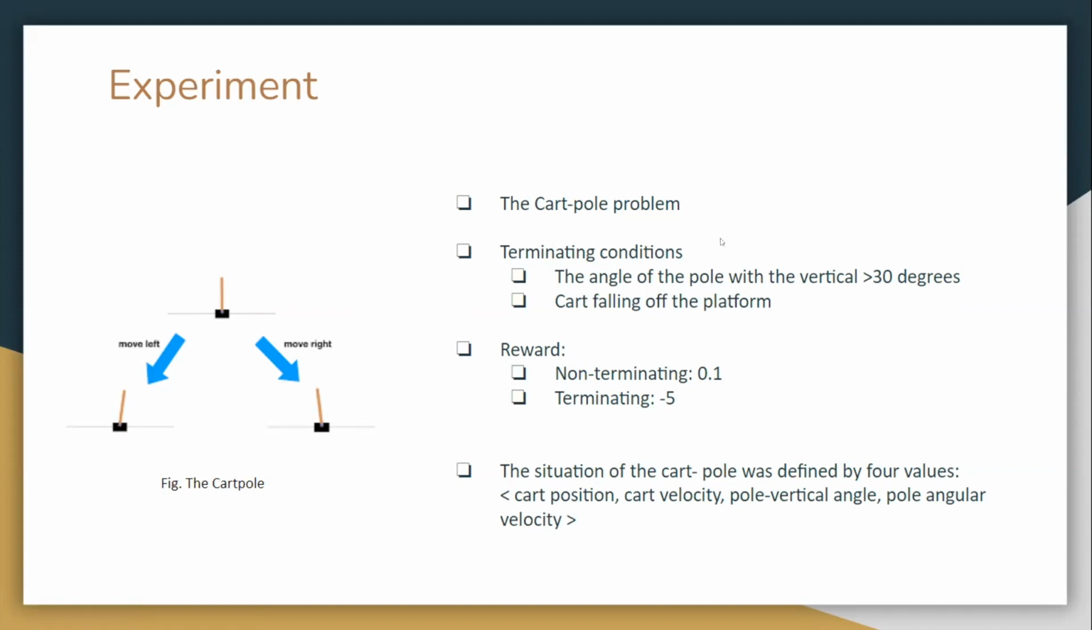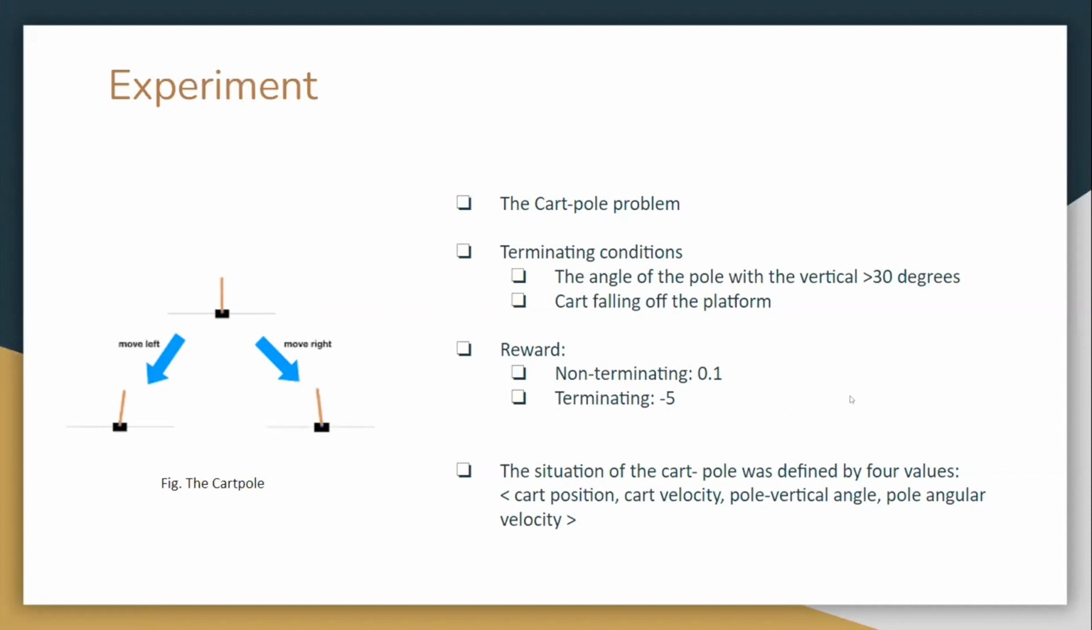The terminating conditions were that if the angle of the pole with the vertical becomes greater than 30°, the episode would finish, or if the cart exceeded the platform dimensions. These were the two terminating conditions. And we put some rewards for the various actions the human would play. For every action which did not lead to the termination of the game, the player got a reward of 0.1; the score was increased by 0.1. And as soon as the terminating condition was reached, a score of -5 was given.